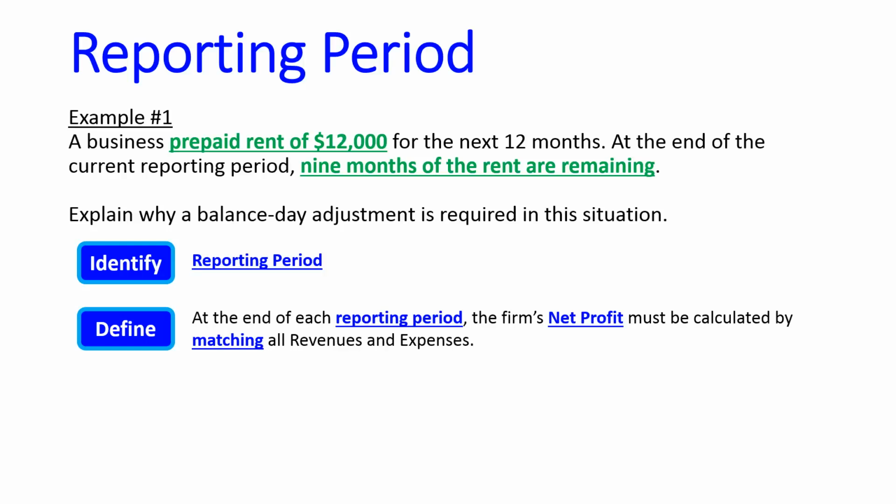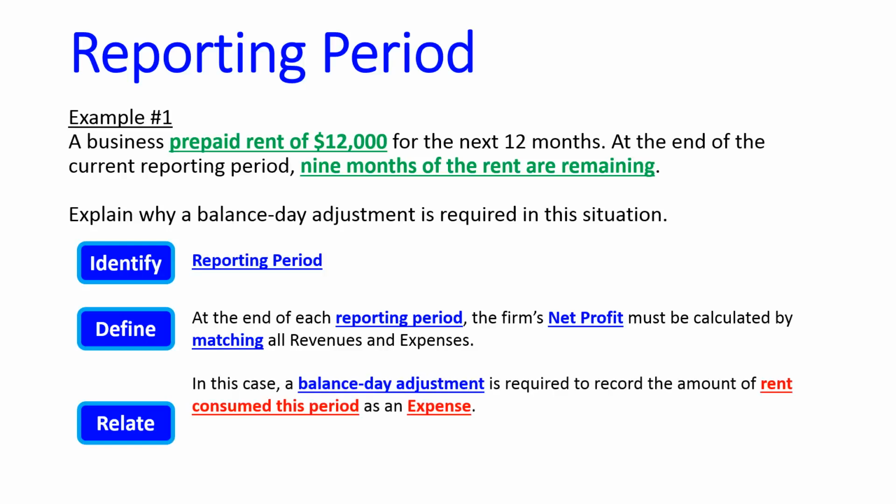Let's get the definition nice and tight. Cut out a lot of that stuff that we don't need. Let's just give the bits in blue and bolded and underlined. At the end of each reporting period, the firm's net profit must be calculated by matching all revenues and expenses. I haven't put in the bit about breaking the life of the business into periods of equal length. It's not really about that, this question. It didn't say last year they calculated their profit for 6 months. This year they're doing it for 4 months. So I've only given the part of the definition that's appropriate.